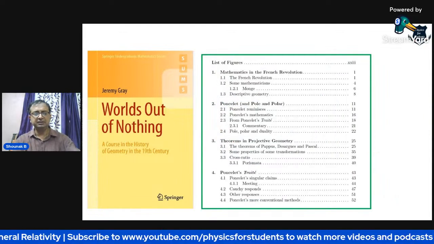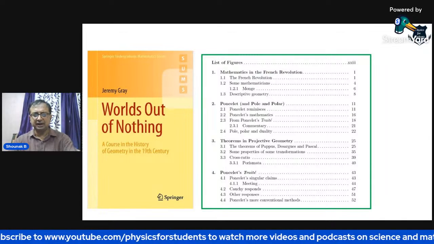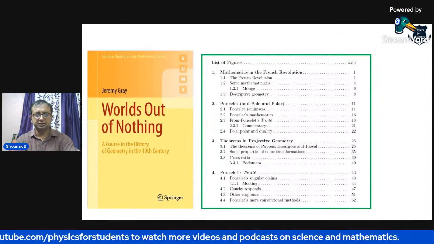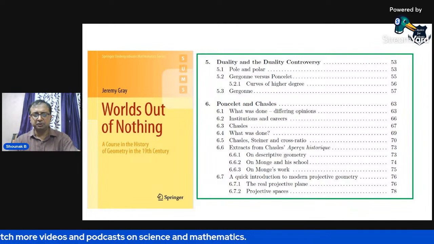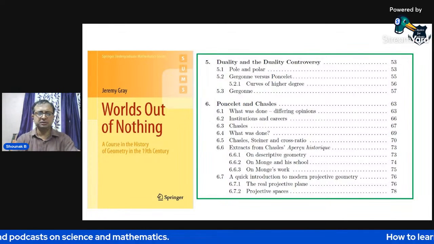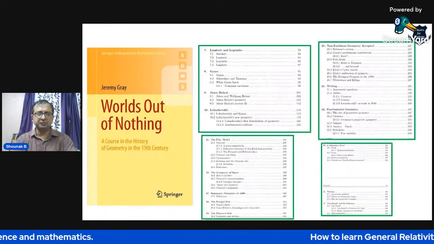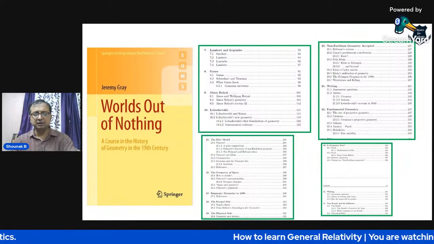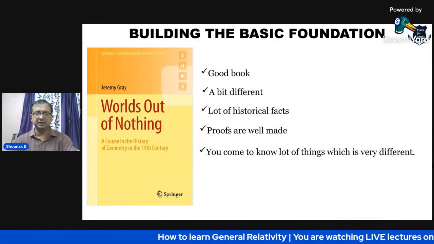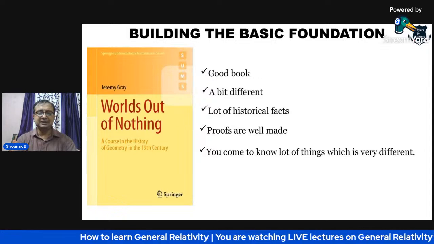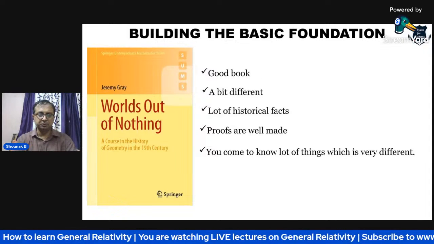So here you can see these are actually the contents. I've just given an idea of Poncelet, Steiner, etc. You can learn a lot of things. So this is basically the idea. So Poncelet and Chasles. I just want to skip the content part, which you can read out. It's a good book, a little bit different. Proofs are well made, etc. I'm just giving you ideas that whatever way you want to select the book, you can.